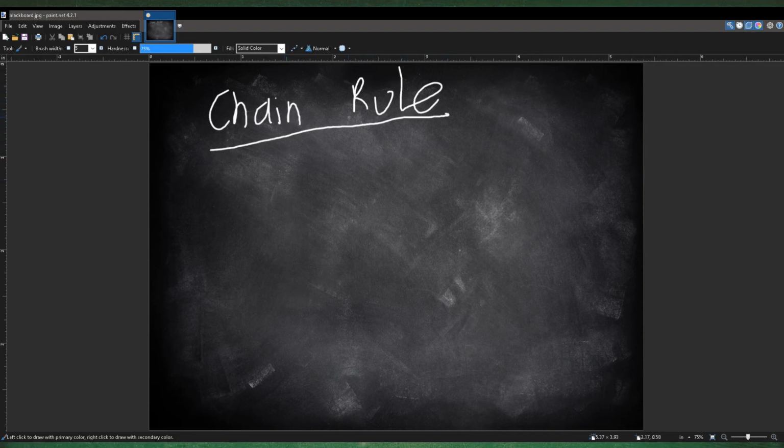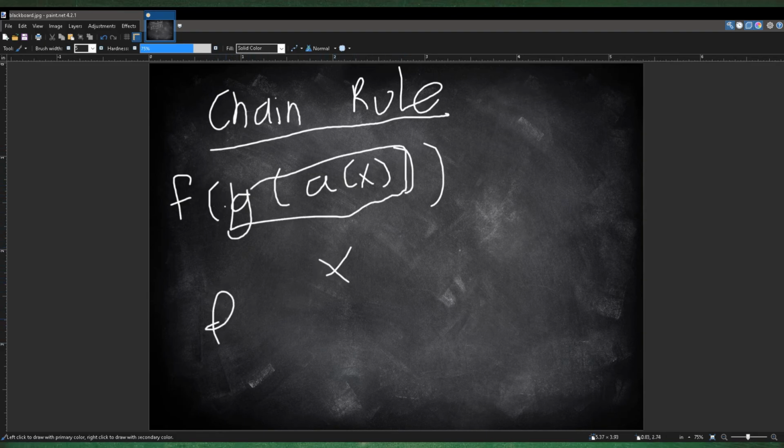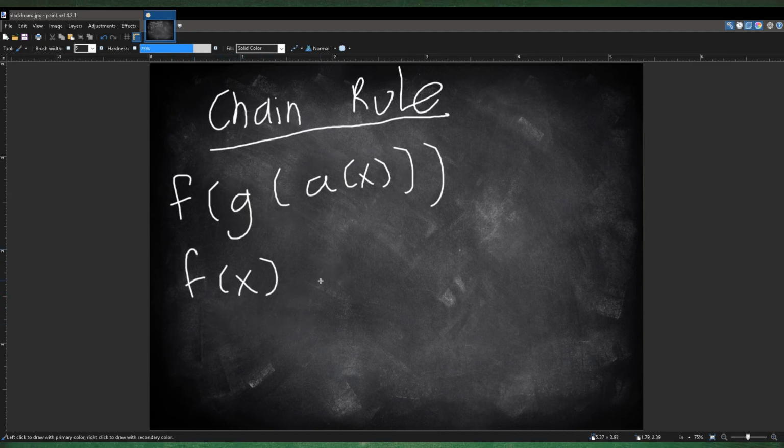This rule is really important because let's try an equation like f of g of a of x. So we have 3 equations. If we ignore all this and just call that x, we have f of x. We have f of x, g of x, and a of x, and a of x is inside g of x, and g of x is inside f of x. So we have 3 equations together in one.